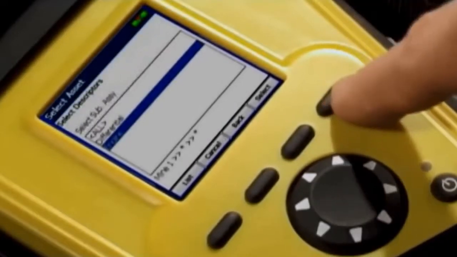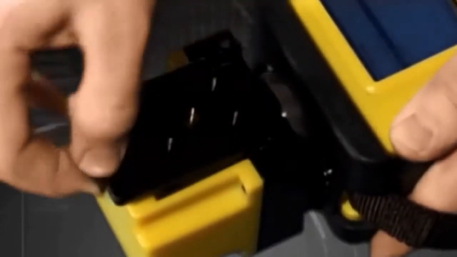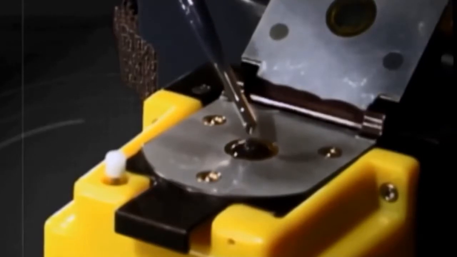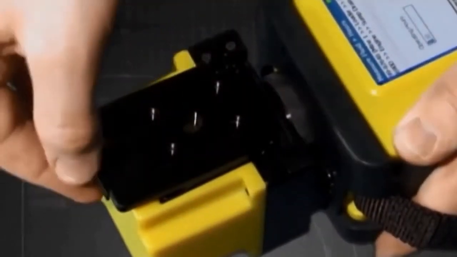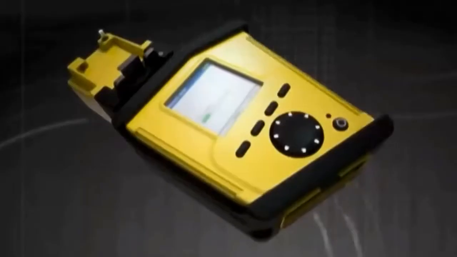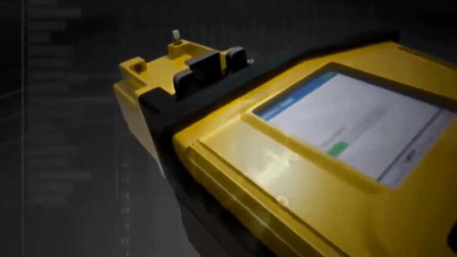First, enter information about the sample. Next, extract the sample cell and open it. Then place a drop or two of oil on the cell. Close the cell and reinsert it. Lastly, start the analysis. When the operator initiates the analysis, flashing infrared light beams are focused on the fluid.